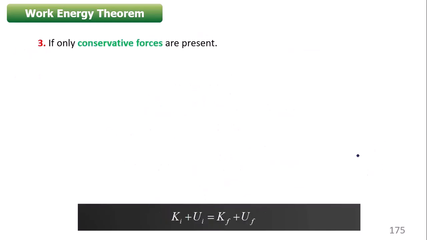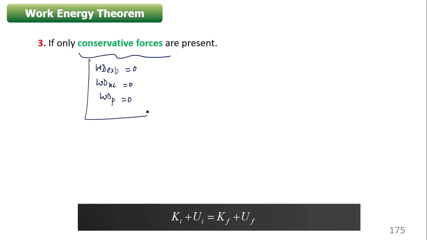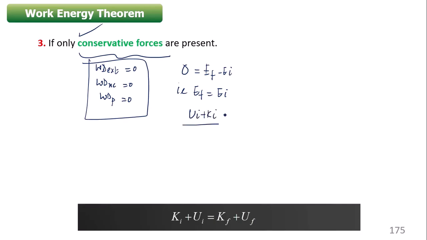In a particular system, if only conservative forces exist and no other forces are there, that means work done by external force is equal to 0, work done by non-conservative force is also 0, and work done by pseudo force is also 0. No other forces other than the conservative forces are there. In that situation, the left hand side of the equation becomes 0, which should be equal to E final minus E initial. So E final equals E initial, or I can write U i plus K i, the initial total energy, equals the final total energy, U final plus K final.